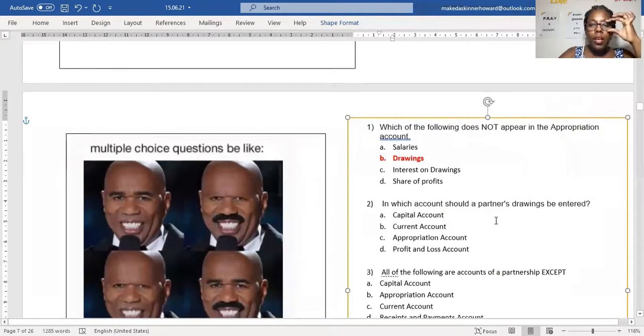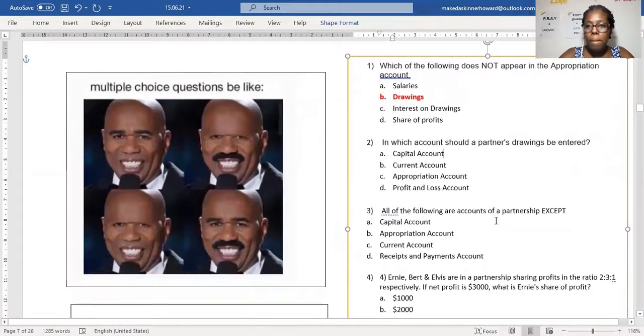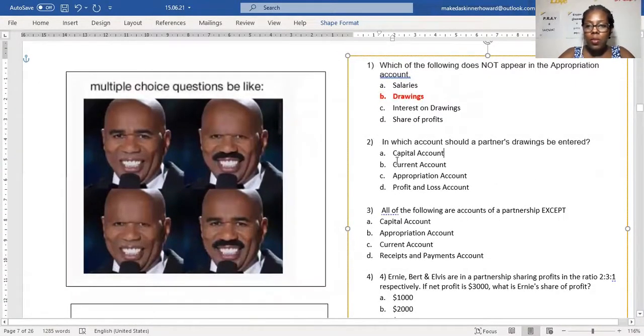Number two, in which account should a partner's drawings be entered? So that should be not your capital account, not your appropriation account, because we just looked at that, not your profit and loss or your income statement. That is going to be your current account, which is B. So we have B back to back there.